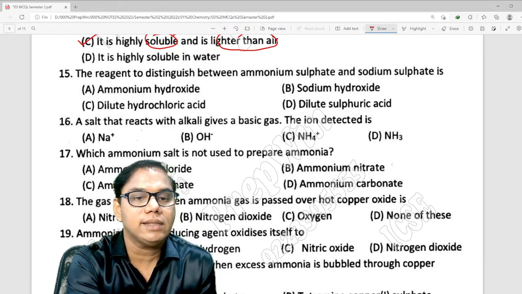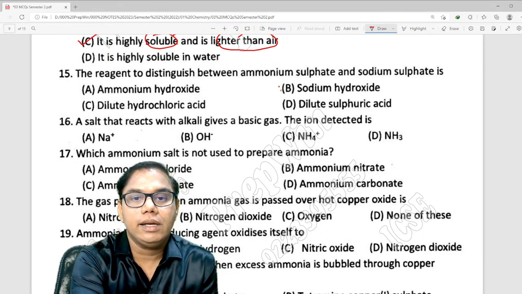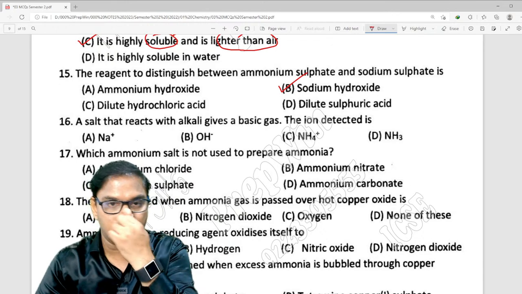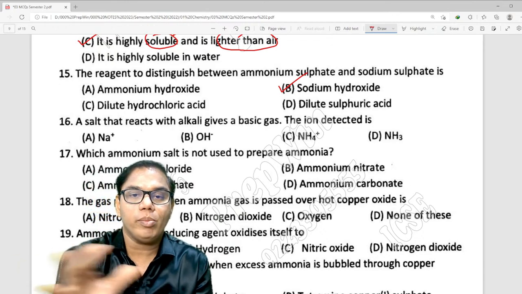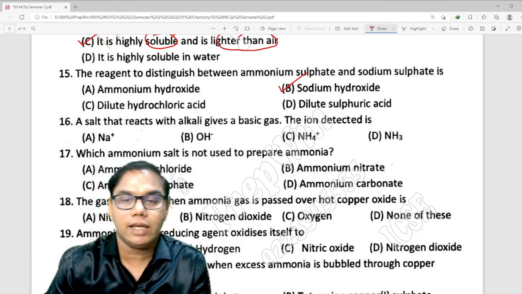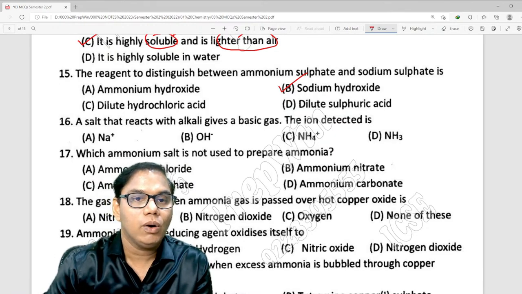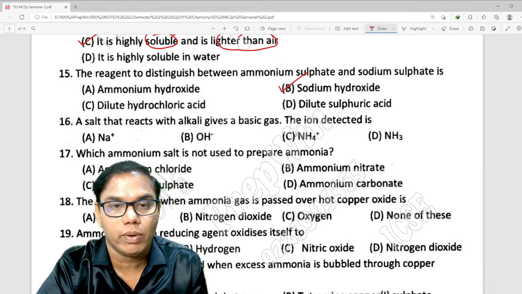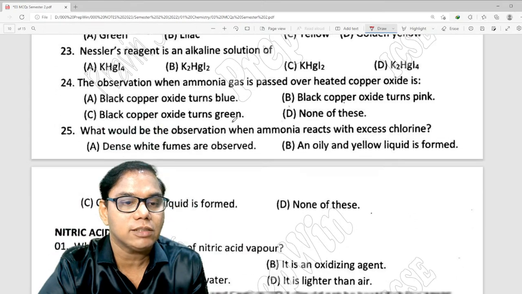What is the reagent used? The reagent used is sodium hydroxide. Maybe this question is a combination of two chapters, this as well as analytical chemistry. So maybe don't expect this question, the chance of it coming is very low.